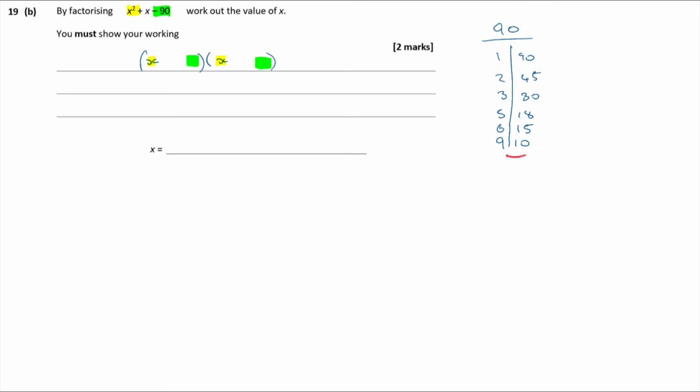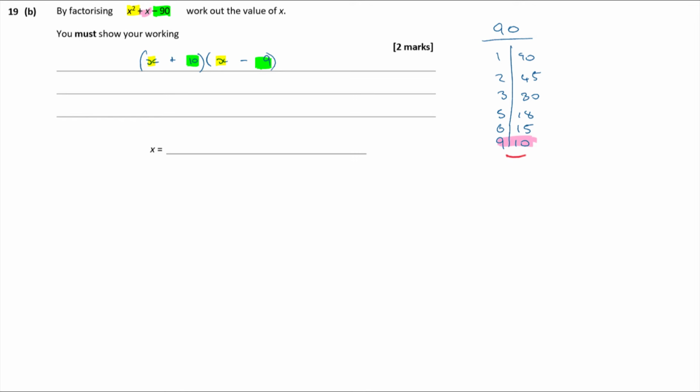Okay, but I know that the pair I'm looking for are going to have to be quite close together. They're going to have a difference of 1. So I'm pretty sure it's going to be this pair here, because they've got a difference of 1. And it's a positive difference, which means the bigger number has to be the positive one. So it's going to be x plus 10 here and x minus 9 here.